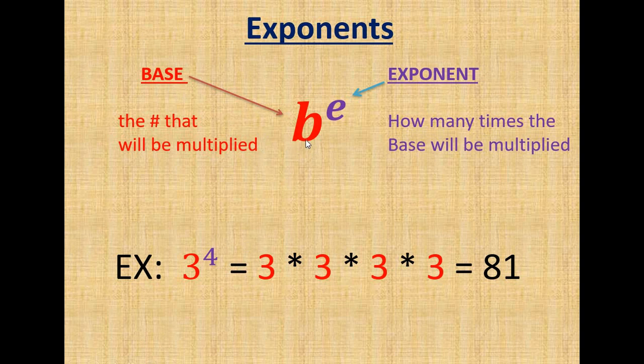We have a base right here, this number right here, and that's the number that I'm going to be multiplying together. And we've got the exponent that tells me how many times I'm going to multiply that base together. The exponents are just a simpler way to write a specific type of multiplication problem. So when I have something like 3 to the fourth, that means 3 times 3 times 3 times 3, which gives me 81. The 3 is the base. That's the number that I'm multiplying. The 4 is the exponent. That tells me that I'm going to take 4 3's and multiply them together.